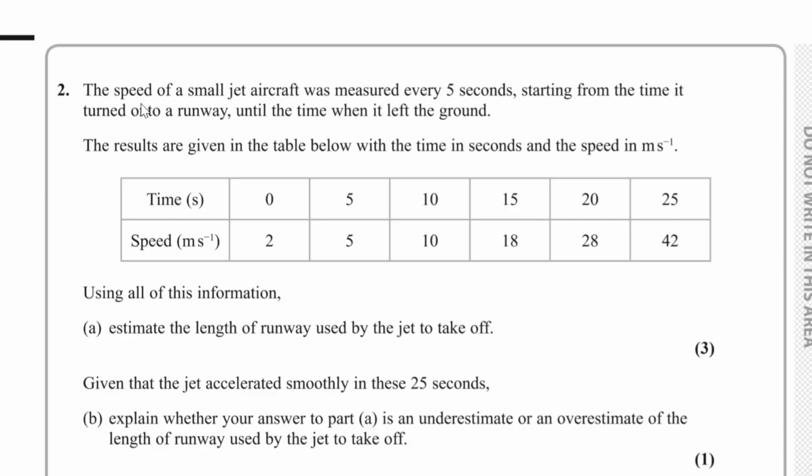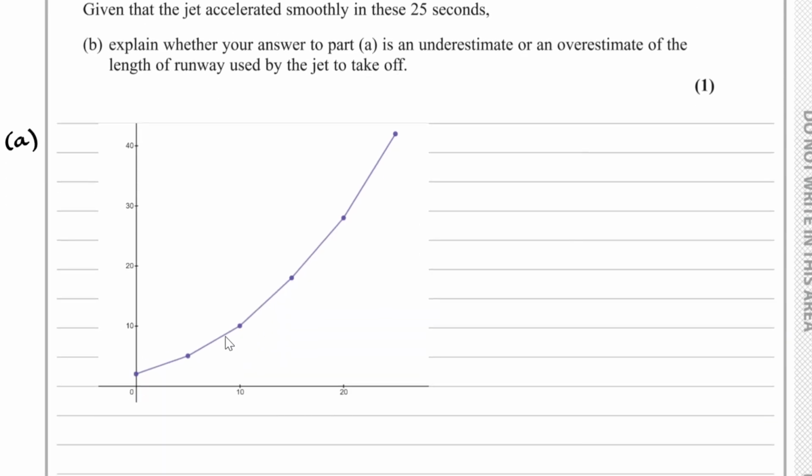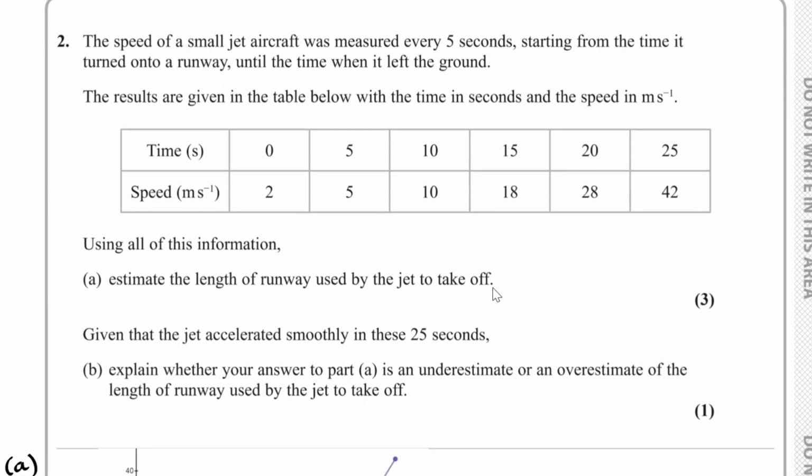Question number 2. The speed of a small jet aircraft was measured every 5 seconds, starting from the time it turned onto a runway until the time when it left the ground. The results are given in the table below with the time in seconds and the speed in meters per second. Using this information, we have to estimate the length of runway used by the jet to take off. So what I've done over here, I've just plotted these points on a graph.